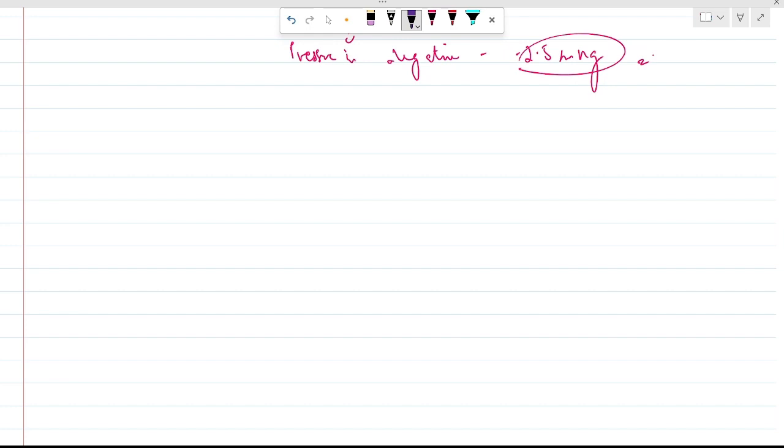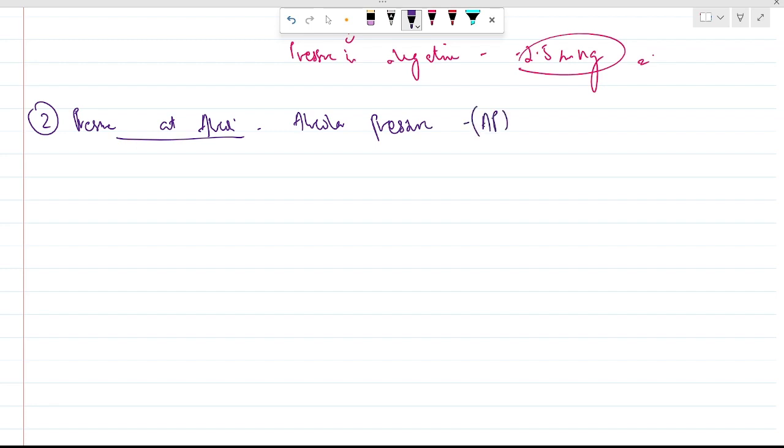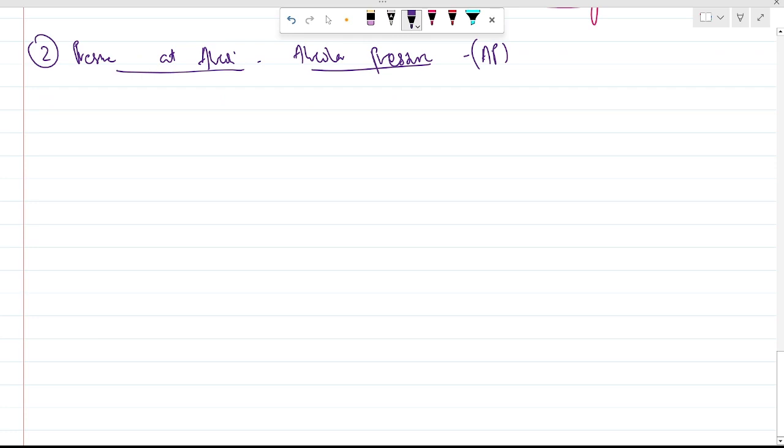Moving on, we have our pressure at alveoli. Very simple, alveolar pressure, in short AP. Pressure at the level of alveoli. First at rest, the value is always 0 millimeters of mercury or centimeters of water, whatever you can say, but the value is always 0 at rest.